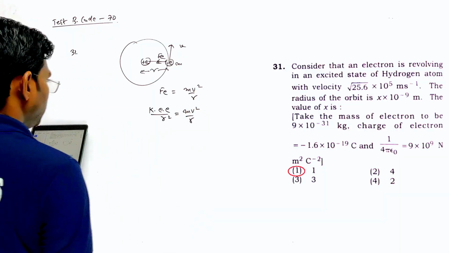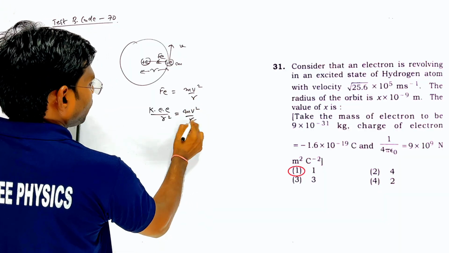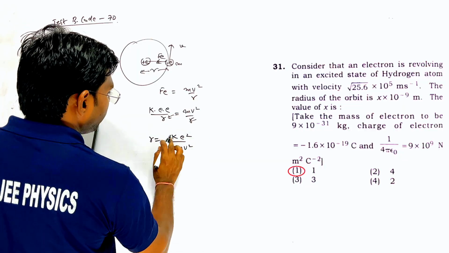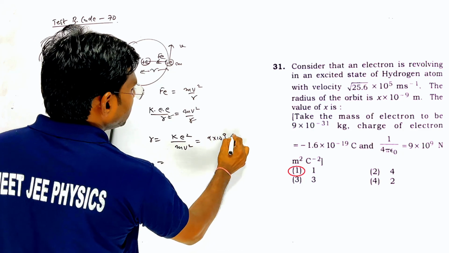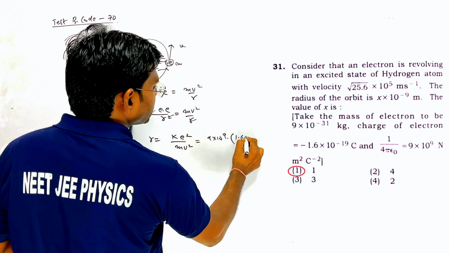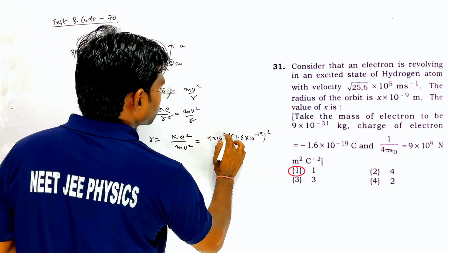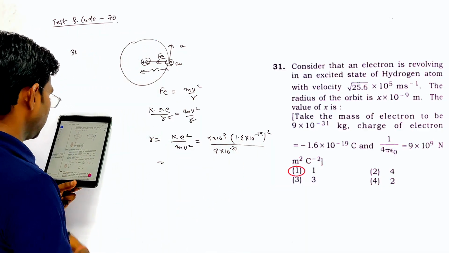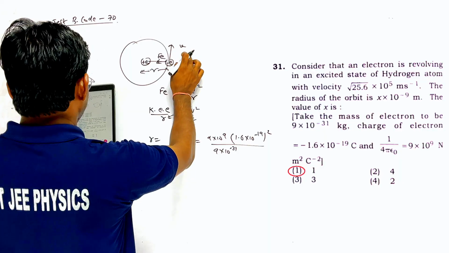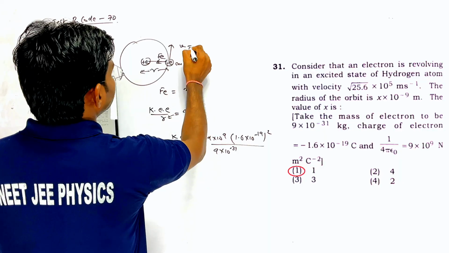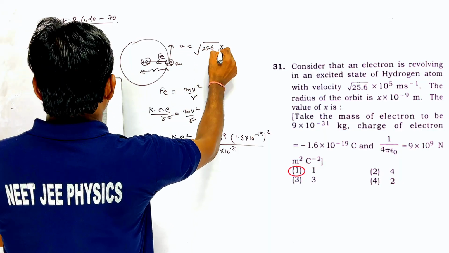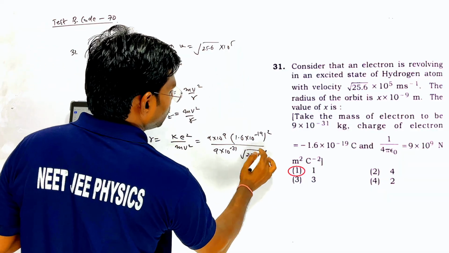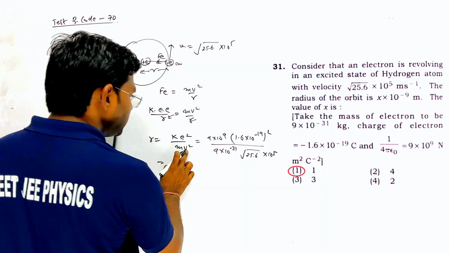Is it clear or not? So one r will cancel out and r may be written as k e square upon m into v square. The value of k is 9 into 10 to the power 9. The value of e is 1.6 into 10 to the power minus 19, whole square. The mass is 9 into 10 to the power minus 31. It is given in the question itself. And the speed is given as root over 25.6 into 10 to the power 5. So I am writing here 25.6 into 10 to the power 5, and this is the whole square.